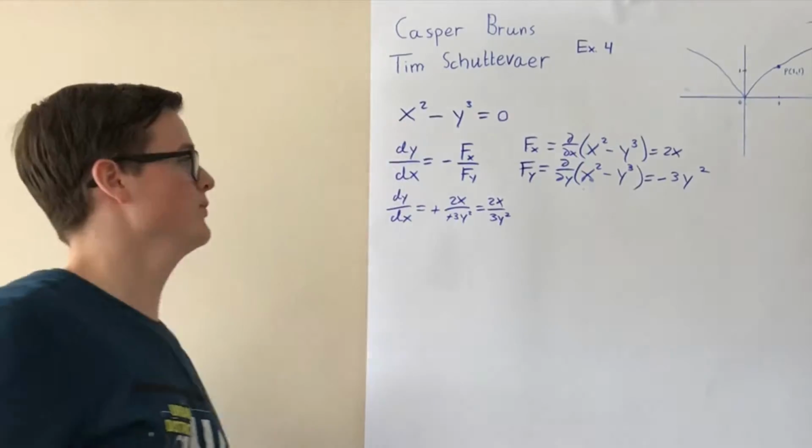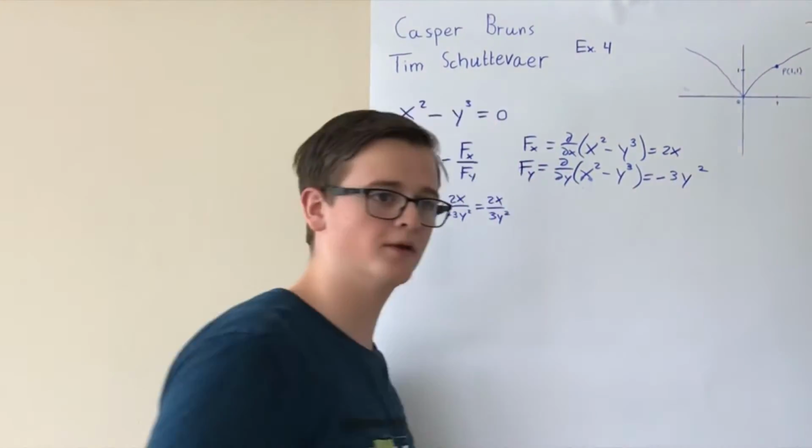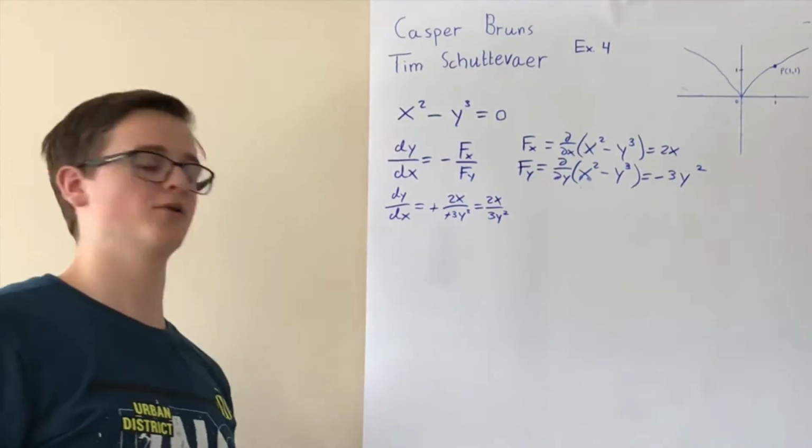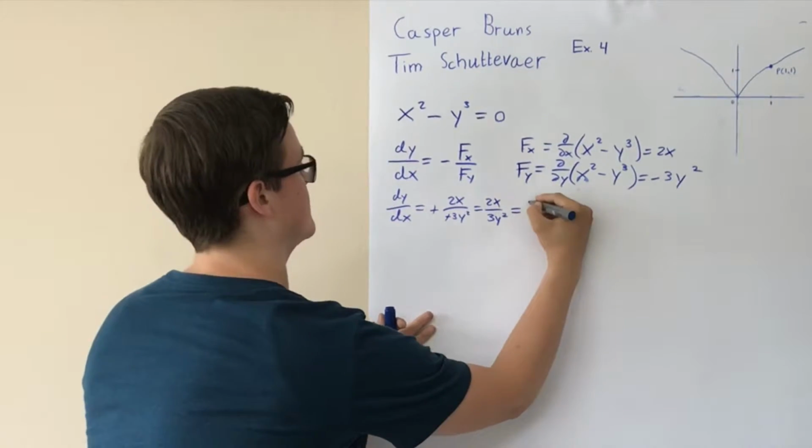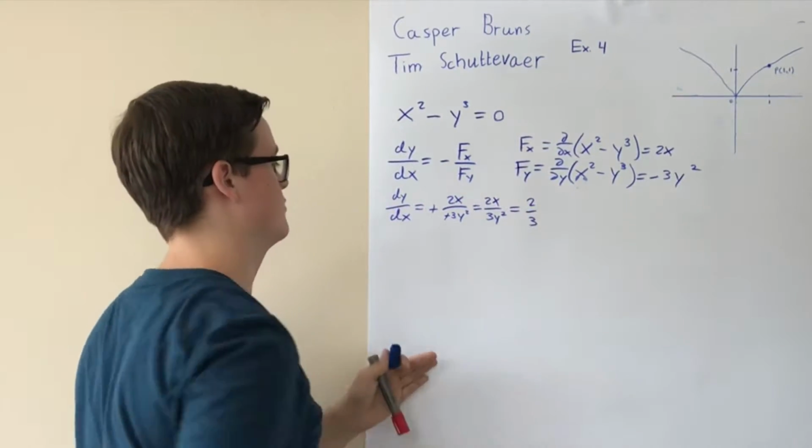Now we have our point, which is P equals (1, 1). We can just fill in the variables into the function and we find that the derivative dy/dx is equal to 2/3.